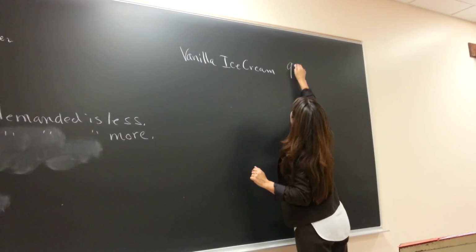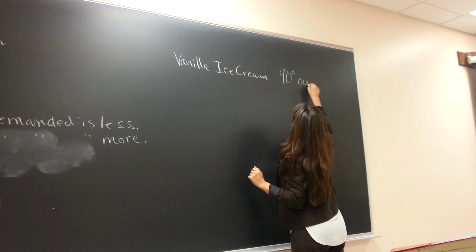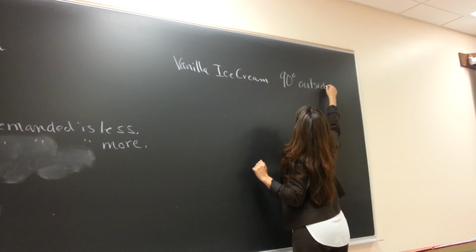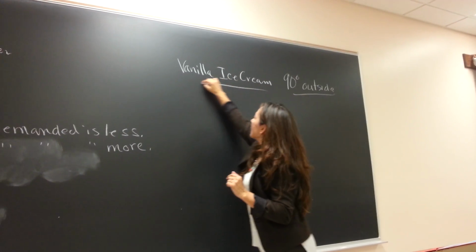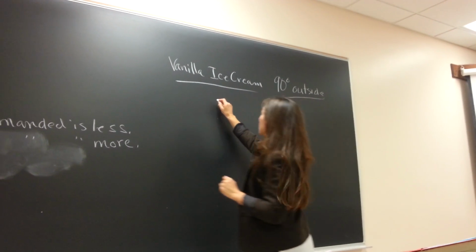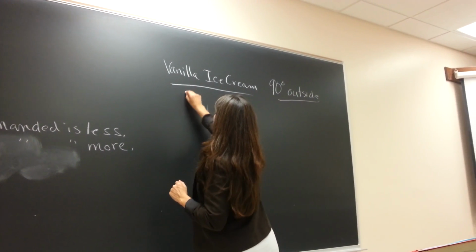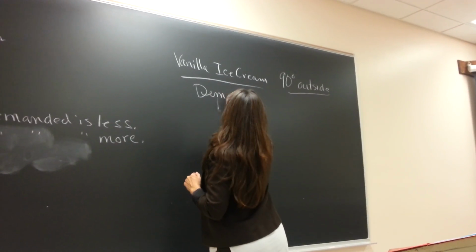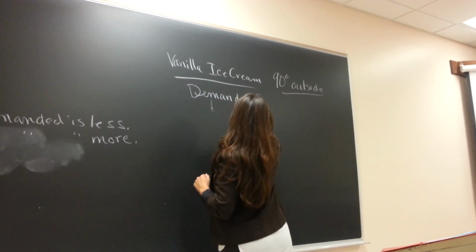We're going to pretend it's 90 degrees outside. Okay. So it's 90 degrees outside and we have vanilla ice cream. So we're going to look at the price of the ice cream. So the schedule, okay, let me write this out here. So you're going to have a demand schedule.